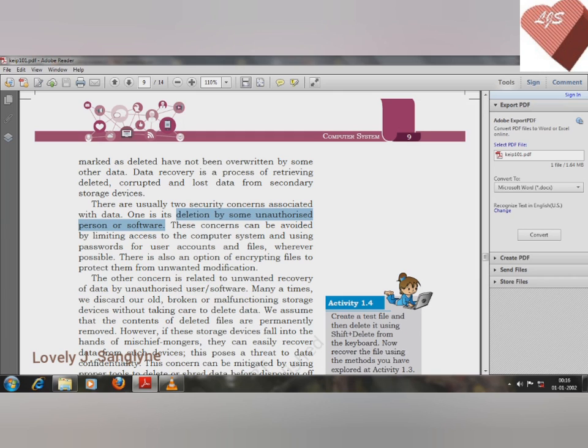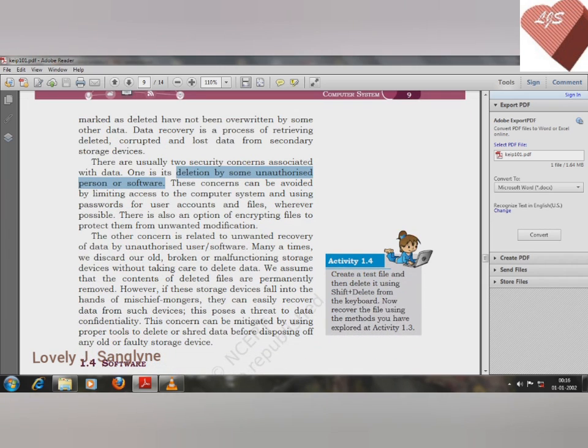Deletion by some unauthorized person or software can be avoided by limiting access to the computer system by using passwords. So we can use a password in order to avoid access to the data by unauthorized persons. And similarly, to avoid unwanted recovery, we can use the shortcut key Shift plus Delete from the keyboard to delete the file permanently.